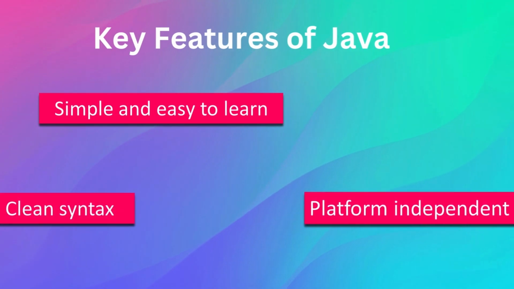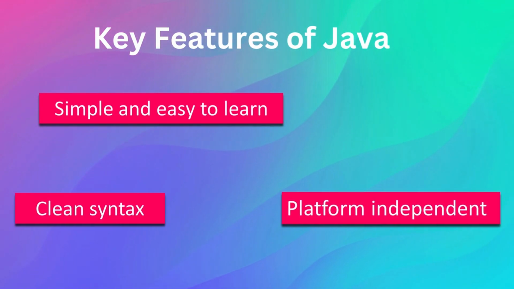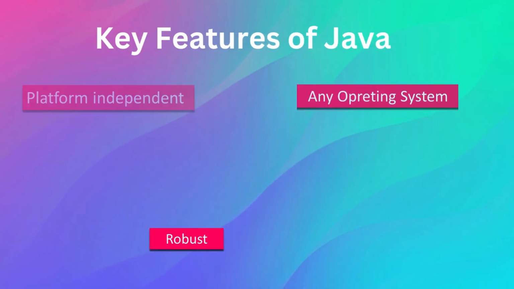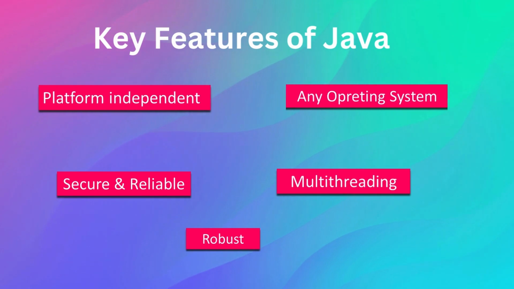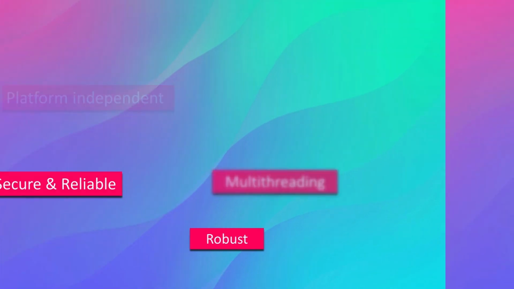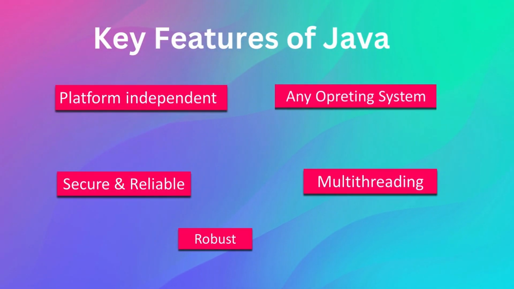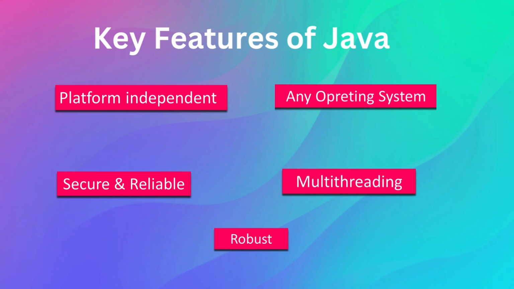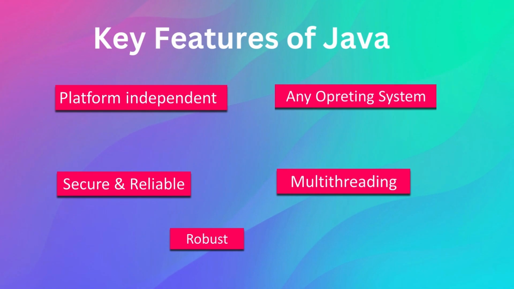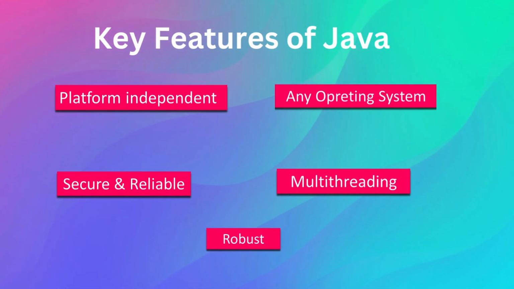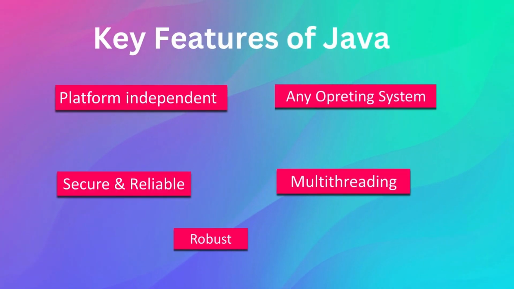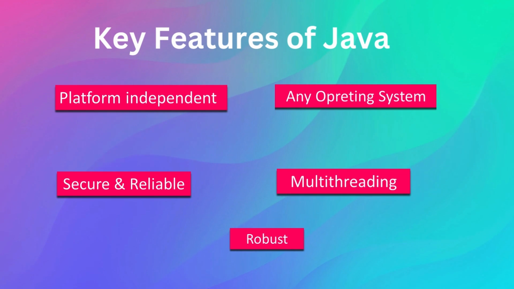The key features of Java: Simple and easy to learn. Java has a clean syntax. Platform independent. Java code runs on any operating system. Secure and reliable. Java is designed with security in mind. Multi-threading. Java can do multiple tasks at a time. Robust. Java handles errors efficiently. Because of these features, Java is one of the most powerful and flexible programming languages in the world.